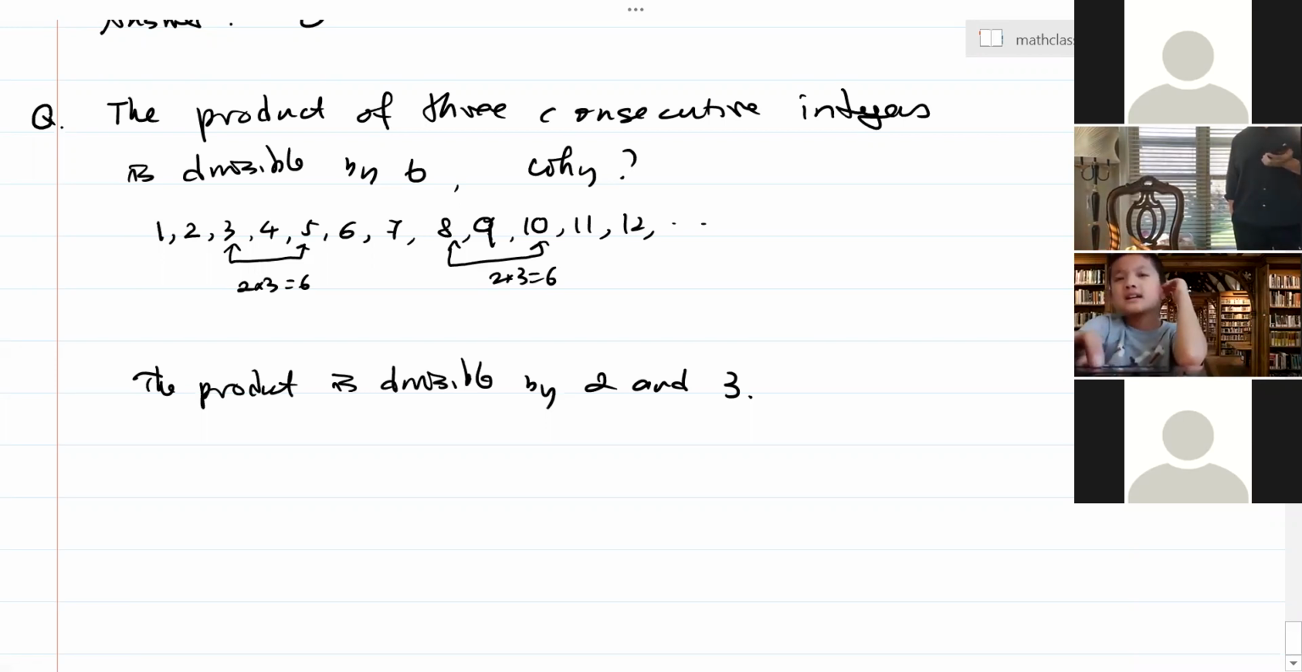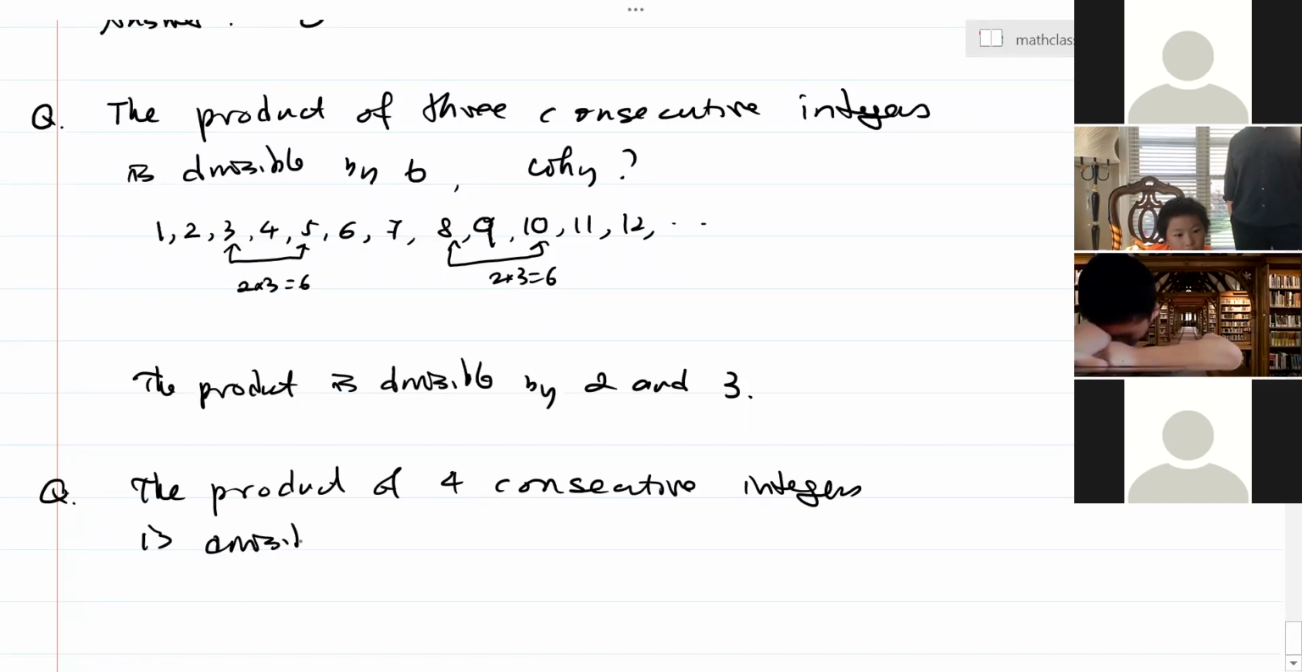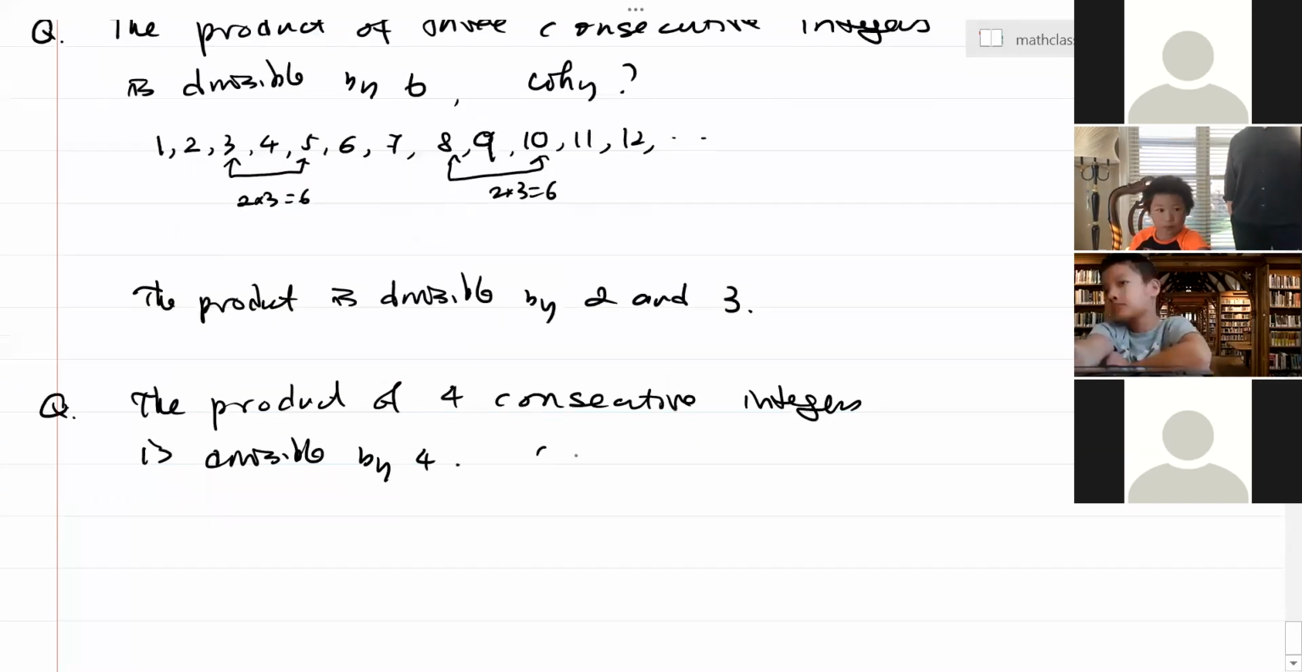I would say after you make such an observation, make some examples, then you get a conclusion. And here you see, let's look at that. The product of 4 consecutive integers is divisible by 4. Now, can you state that? And why? And actually divisible by 3 also, because it's already contained, right? So it must be divisible by 12.